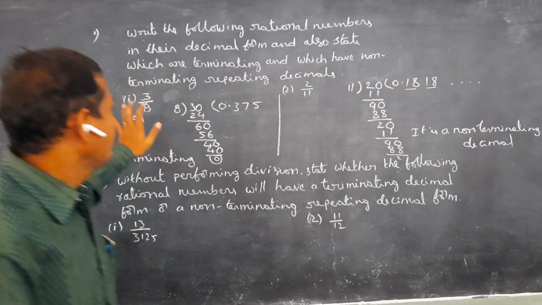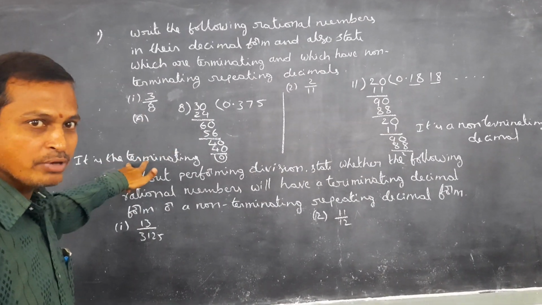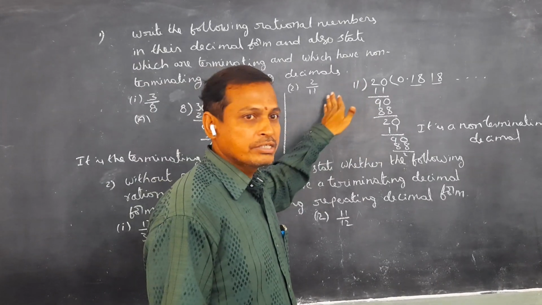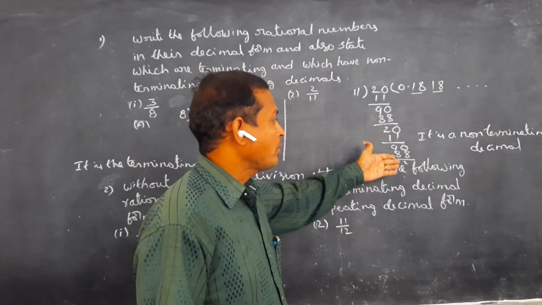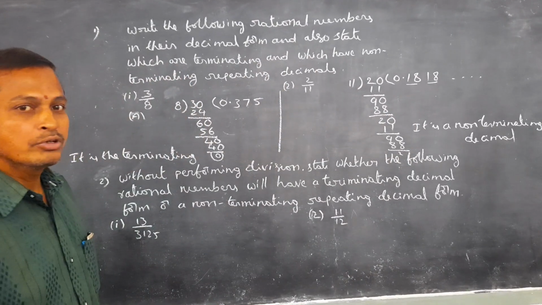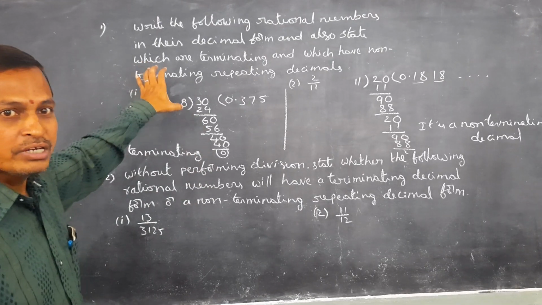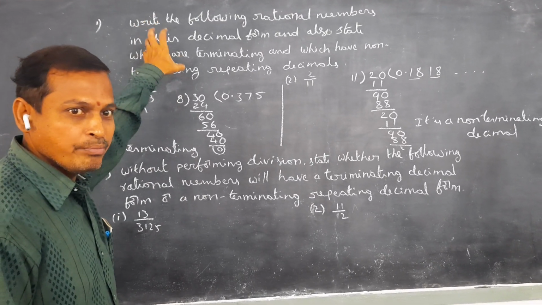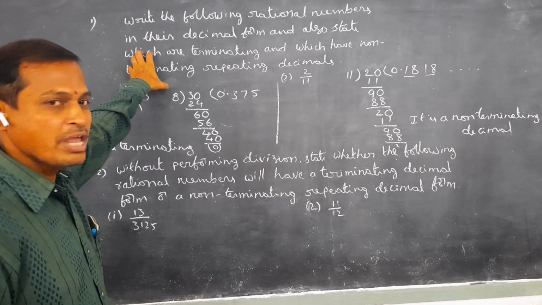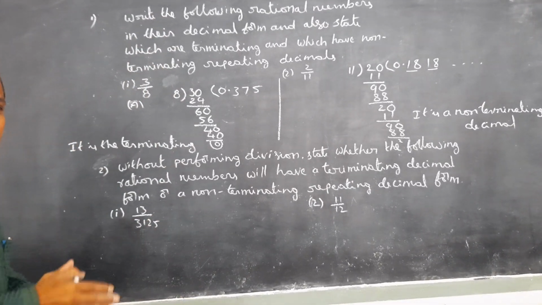Are you understood? First of all, the remainder value is 0, so it is a terminating decimal. In the second sum, the remainder value is a repeating decimal, so this is a non-terminating decimal. This is the division method for this problem. But in the given method, the same sum, we can do without actual division.